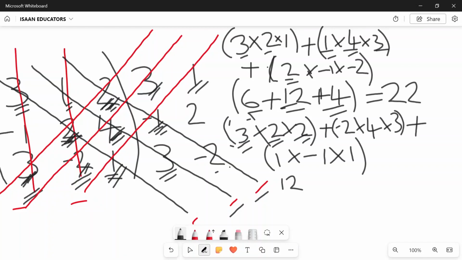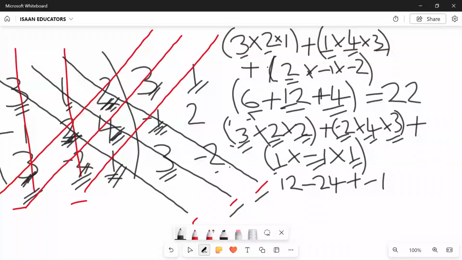Then we proceed on to this one. We say that -2 multiplied by 4 will give you -8. Then -8 multiplied by 3 will definitely give you -24. Then we proceed on, we add. So it is 1 multiplied by -1, which will be -1. Then -1 multiplied by 1 will give you -1. So you are going to subtract -1.